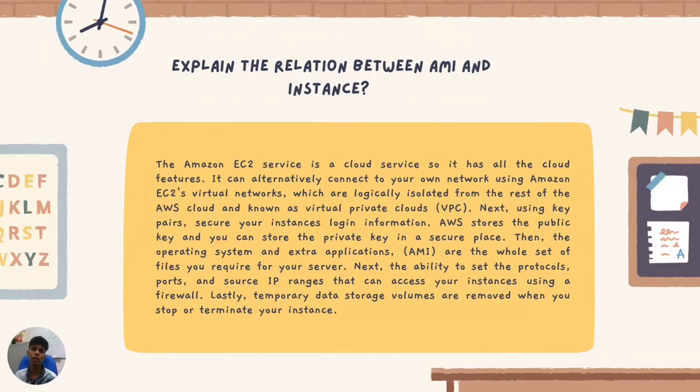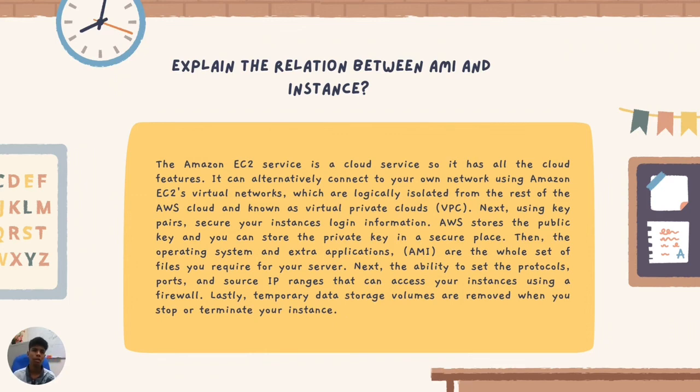Okay, for the next question, explain the relation between AMI and instance. The Amazon EC2 service is a cloud service, so it has all the cloud features. It can alternatively connect to your own network using Amazon EC2's virtual networks, which are logically isolated from the rest of the AWS cloud and known as virtual private clouds. Next, using key pairs, secure your instance login information.